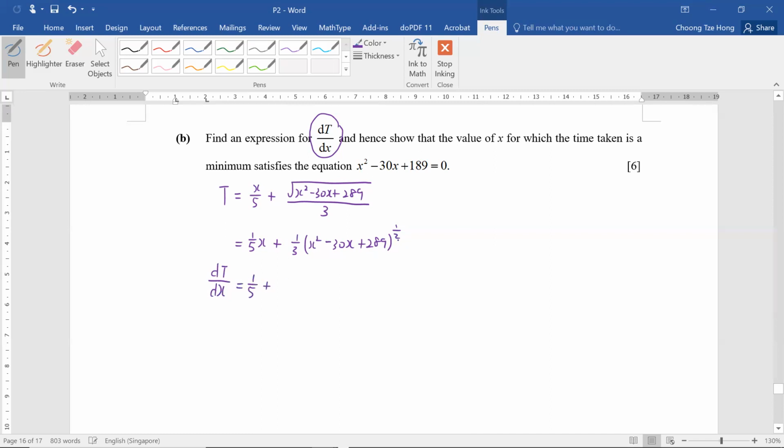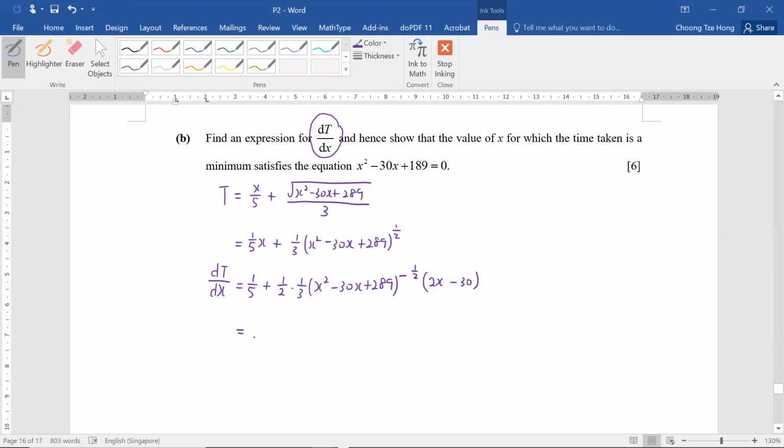This one we'll use the chain rule. We'll bring the power down first, so 1/3 times half. I'll put the half here, half goes in front. Reduce the power by 1, so half minus 1, you get negative half. Then differentiate the inside. Differentiate inside the bracket, you get negative 2x plus 30.